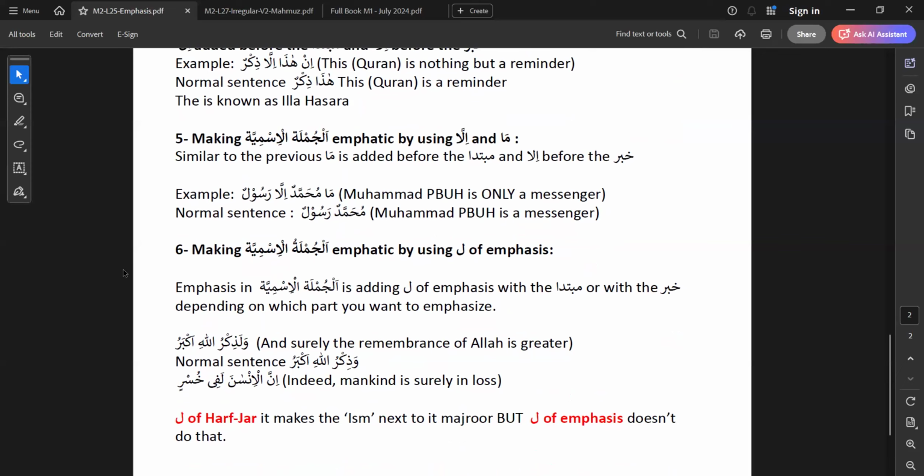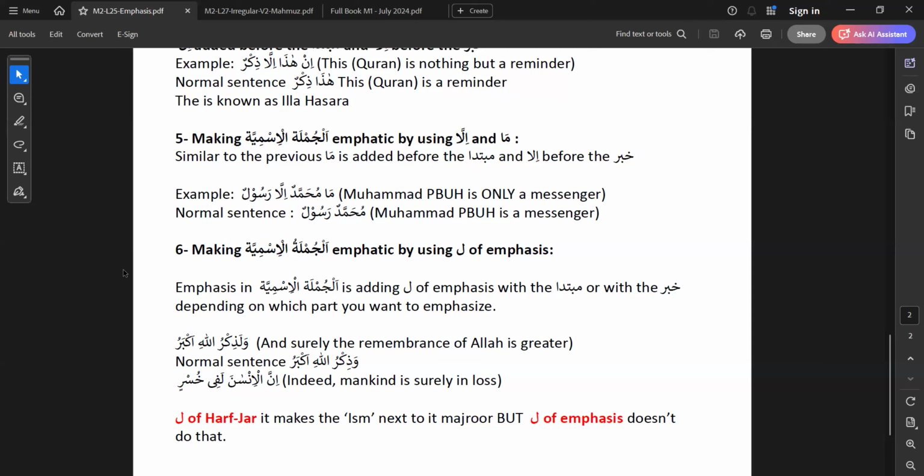So similar to the previous, ma is added before the mubtada and illa before the khabar. And Ustad Muhammad had that on the screen. An example would be ma Muhammadun illa rasulun, Muhammad is only but a messenger, whereas without ma and illa, it would be simply Muhammadun rasulun.